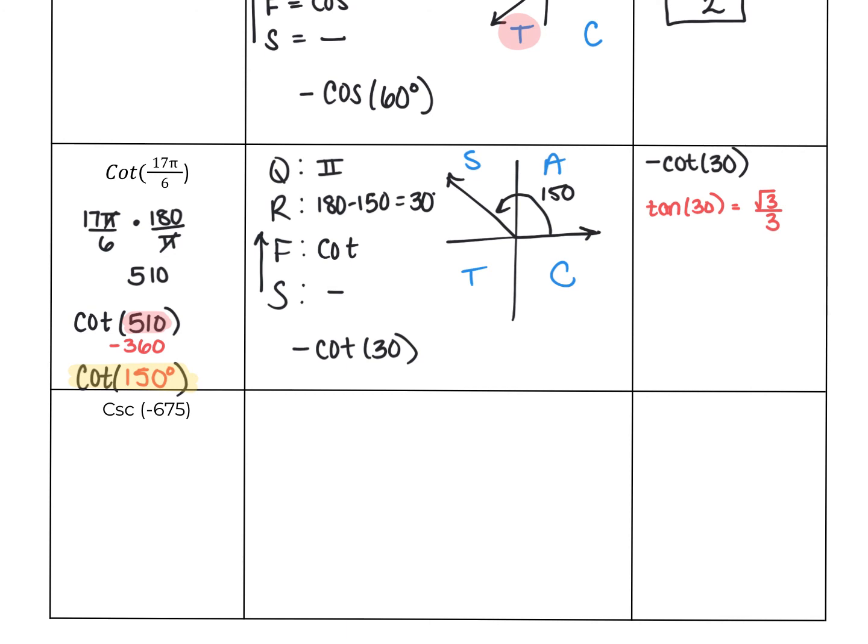So if I want to find cotangent of 30, I just have to flip this. So it's going to be 3 over radical 3. And don't forget the negative, because it's negative cotangent of 30. Now, bells and whistles should be going off in your heads, because we're not allowed to have a radical in the bottom of a fraction.